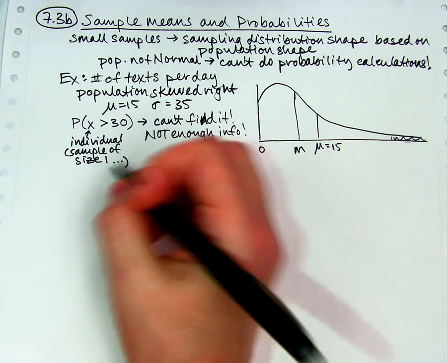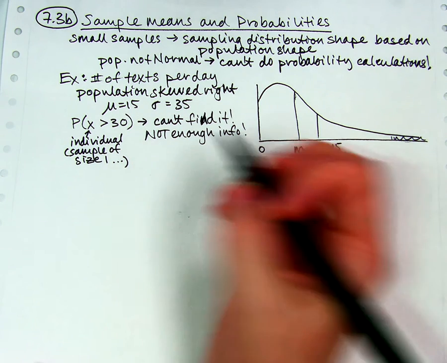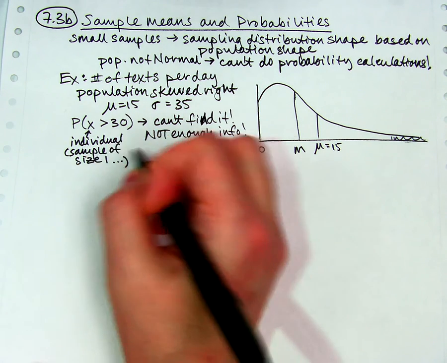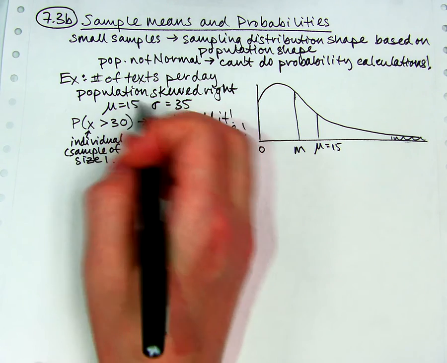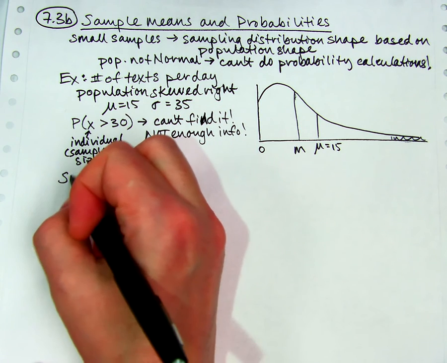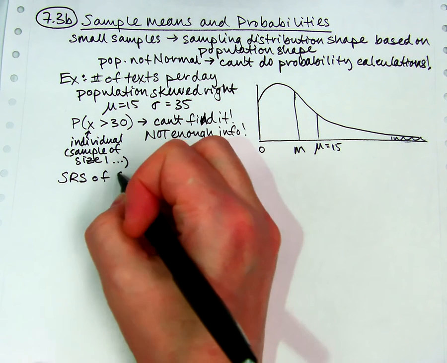Okay, so if I really want a normal curve, I need a bigger sample. So let's say, second example, I take this population that's skewed right, and I take an SRS of 50 people.